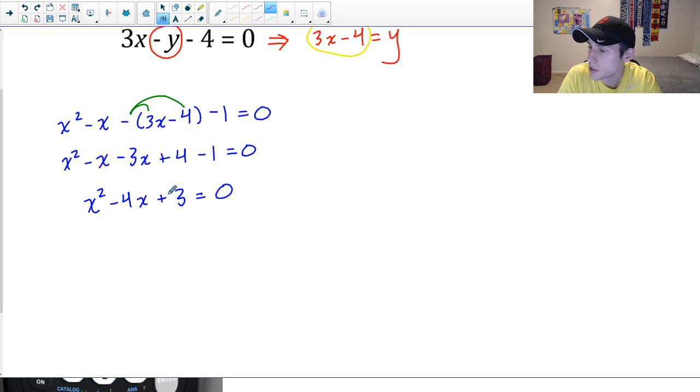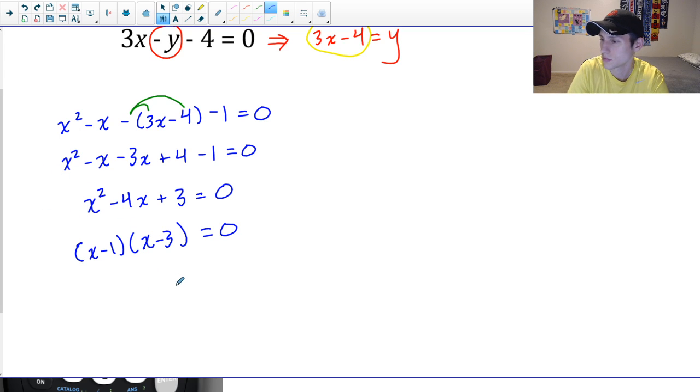So looking at 3 and negative 4, so 2 numbers that multiply to make 3 but add together to make negative 4, we can do this. So x minus 1, x minus 3 equals 0. Set each factor equal to 0 and solve, so we get x equals 1 and x equals 3. So don't get tricked into stopping here. We are by no means done.